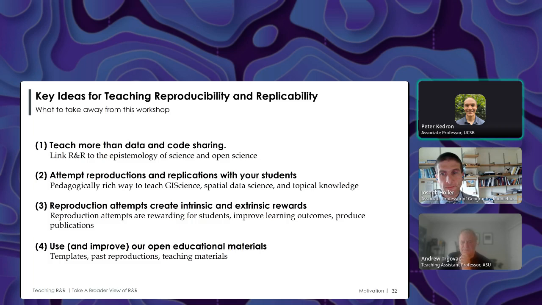When they do a reproduction attempt, they're doing some form of internal validity check of a published paper that a bunch of us have probably reviewed and identified as something that's interesting and important to publish, in theory, right? That's one of the things that peer review is supposed to do. So they feel part of the scientific process, part of GIScience, spatial data science in a very direct way that we find is very empowering.